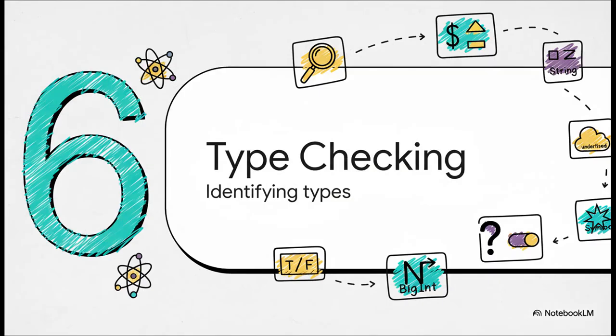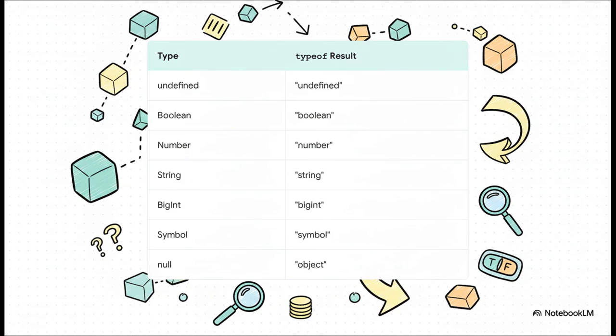Okay, we've officially met all 7 atoms. Now, how do we figure out which one we're dealing with in our code at any given moment? Our main tool for this is the typeof operator. For the most part, it does exactly what you'd expect. It gives you back a string with the name of the type. But there is one famous historical quirk that you just have to memorize.